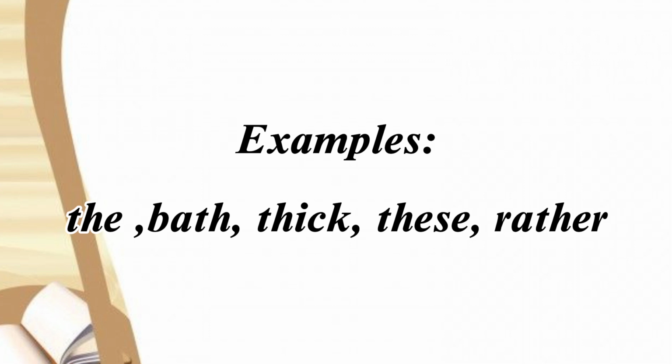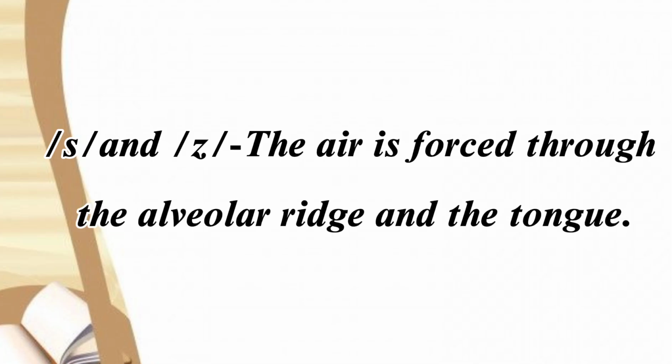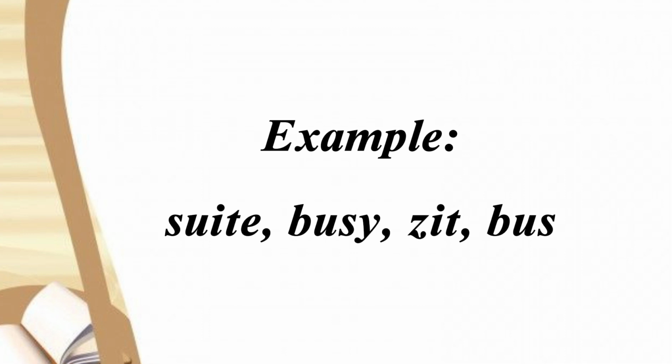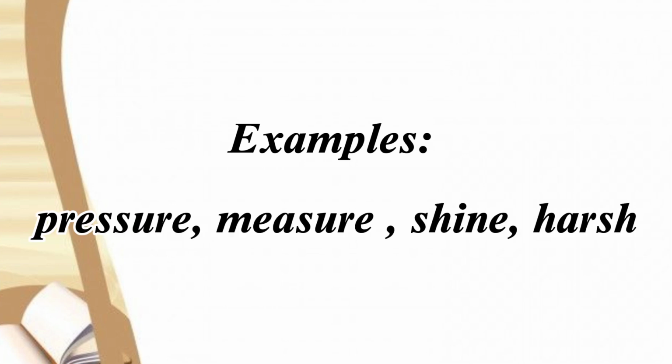And now let's proceed to s and z. The air is forced through the alveolar ridge and the tongue. Examples: sweat, busy, zit, bus. And the last one is the sh and the zh. The air is pushed through the tongue and further beyond the alveolar ridge. Examples: pressure, measure, shine, harsh.